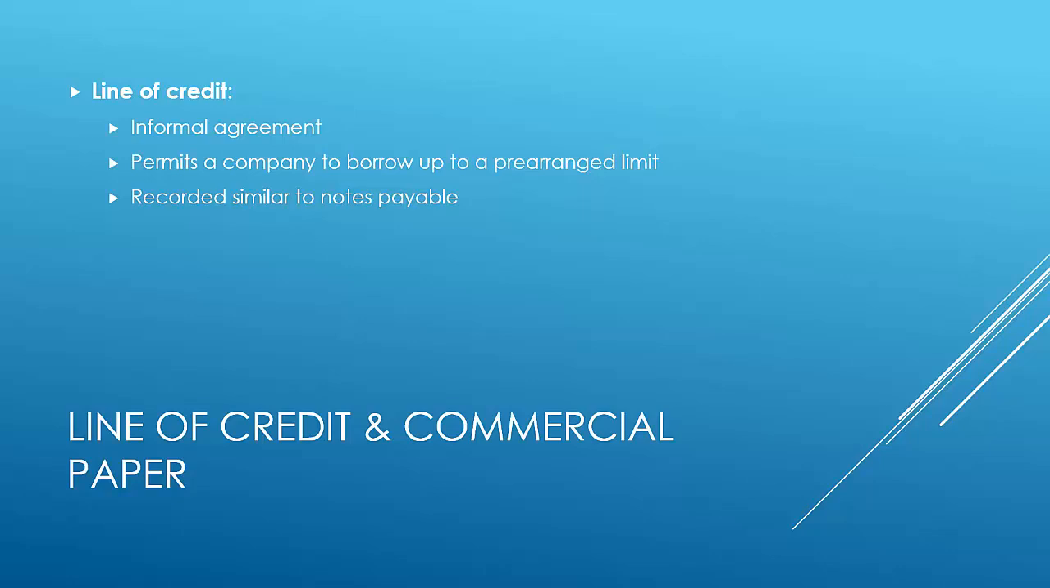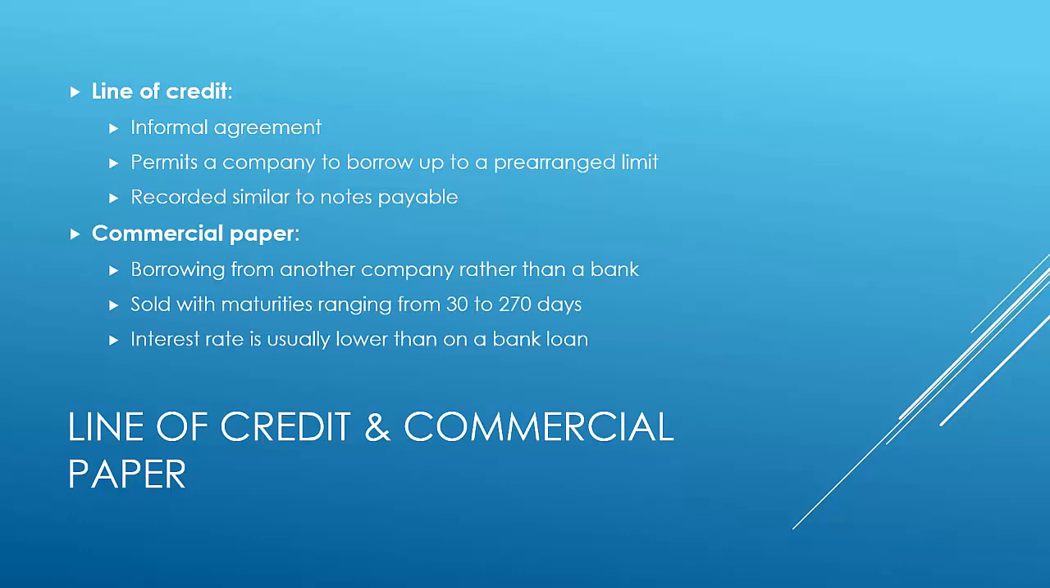us access to cash. And other times, if a company borrows from another company, then that's referred to as commercial paper. So it's the same as a notes payable. It's recorded the same way, only this time it's from one company to another, as opposed to the company borrowing money from the bank, and that's called commercial paper.